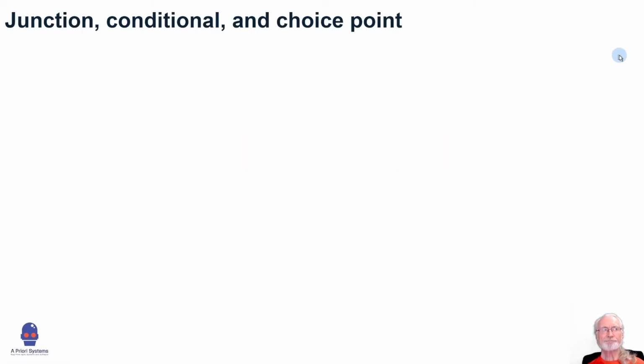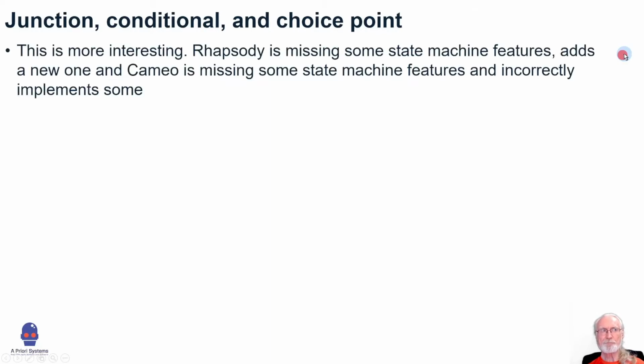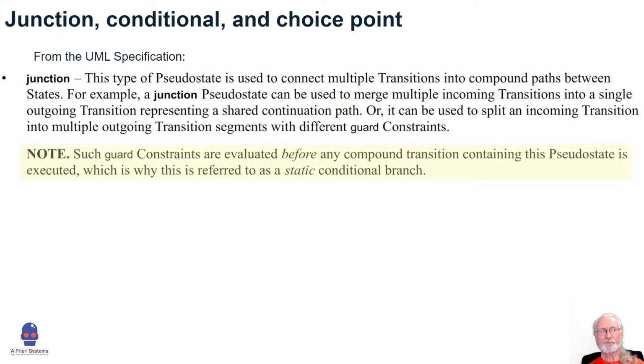Now let's talk about junctions, conditionals, and choice points. This is more interesting. Both Rhapsody and Cameo have some deviation from the standard here, and they implement the standards in slightly different ways. Let's look at the standard for junctions. These are ways of combining transition paths into compound paths. So there you can have guards and multiple exiting paths from a junction, and the guards are evaluated before that transition is taken. Before you decide to execute any actions whatsoever, the guards must be evaluated for correctness.